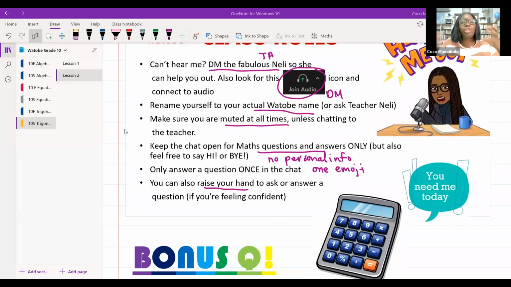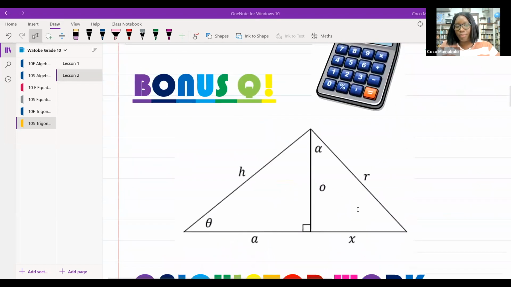We are going to be doing a lot of calculator work, so I need you guys to have your calculators ready. I need you guys to go get your calculators. Go, go, go. You've got 1 minute to go get your calculator as I look at the next part.